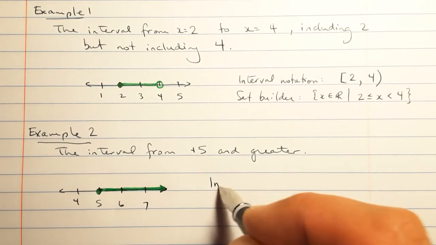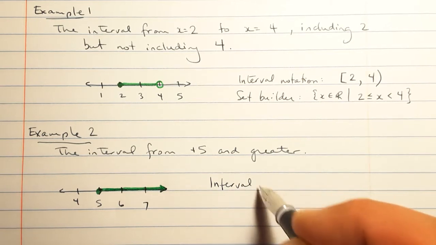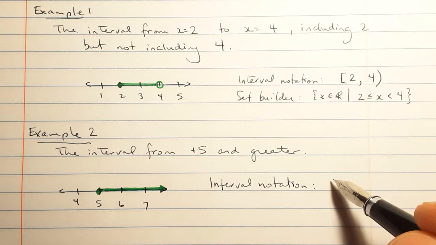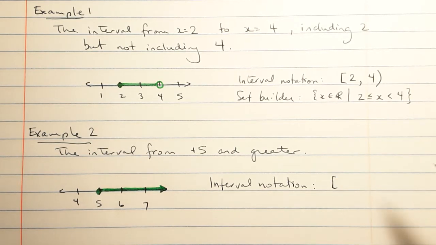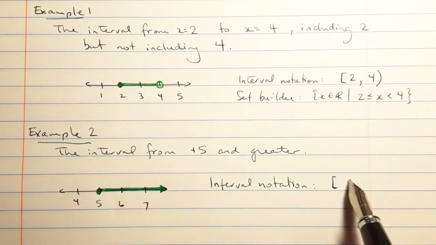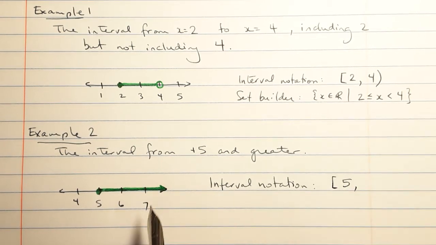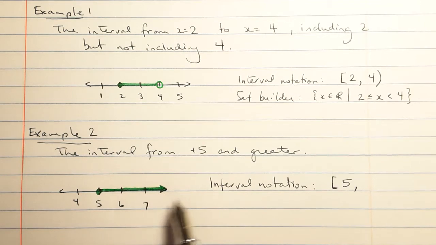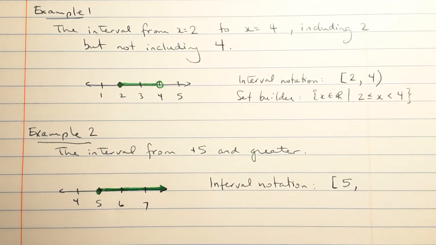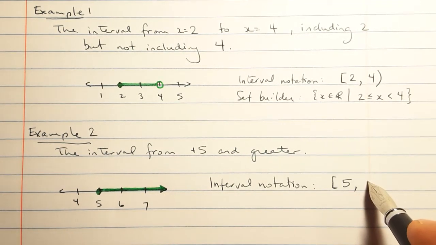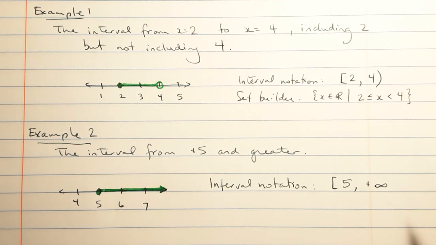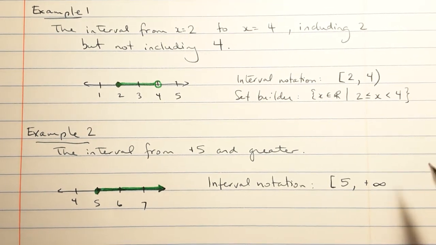So interval notation looks like this. Well, I do want to include 5, so I'm going to put a square bracket, not a round bracket this time. 5, comma. Now normally I would put an endpoint. So in the last one we had 4 as an endpoint, but here there is no endpoint. It goes forever. And so we do indicate that with positive infinity. Now positive infinity is not an endpoint. It's not a single location that I can stop at.